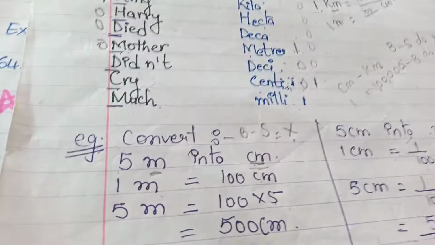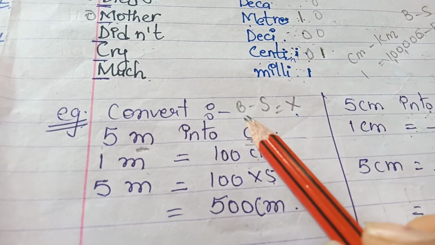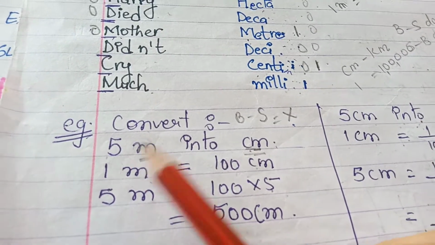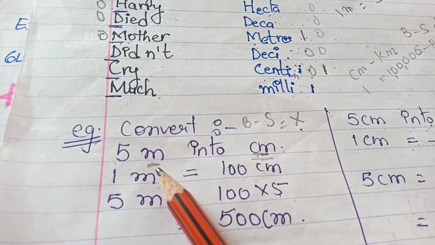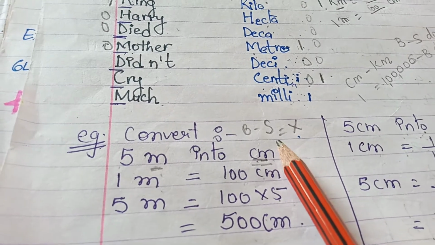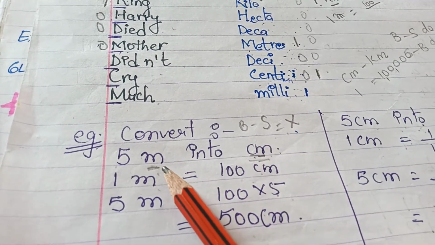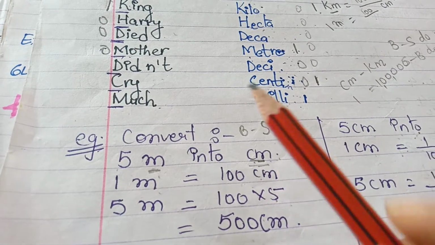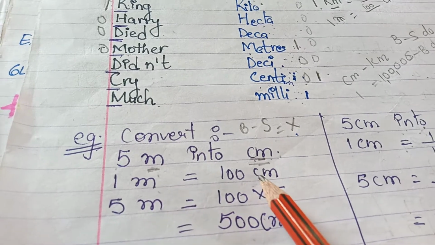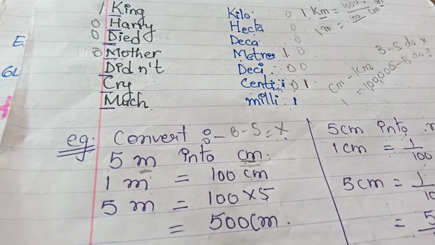Now quickly we will see an example. Convert 5 meter into centimeter. If we want to convert a bigger unit into a smaller one, we will do multiplication. Here meter is bigger and centimeter is smaller, so multiplication. So 1 meter is equal to 100 centimeters, 5 meters is equal to 100 into 5, so 500 centimeters.